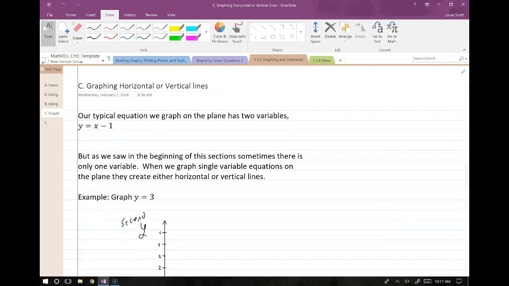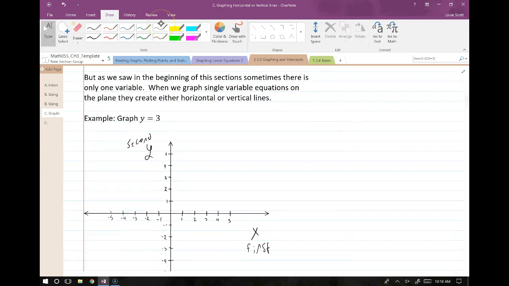All right, so the next topic, we'll be talking about graphing horizontal or vertical lines. We've already discussed this a little bit, so let's go ahead and discuss it officially. So far we've graphed a lot of equations that look like this: y equals x minus 1, or 2y plus 4x equals 54, or something involving both x and y. Sometimes, though, there's only one variable, right? Sometimes they ask you to graph y equals 3, or x equals 4, or y equals negative 22. When they ask you to do that, it's always going to be either a horizontal or vertical line.